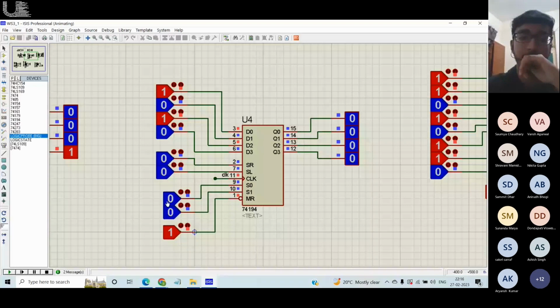Now if I make both as 1, it will load this value inside. So there, the value comes loaded. Let this be. And now if I make it 0 1, then whatever is connected here through serial, left to right, you can figure that out for yourself, that will start pushing in from one side.